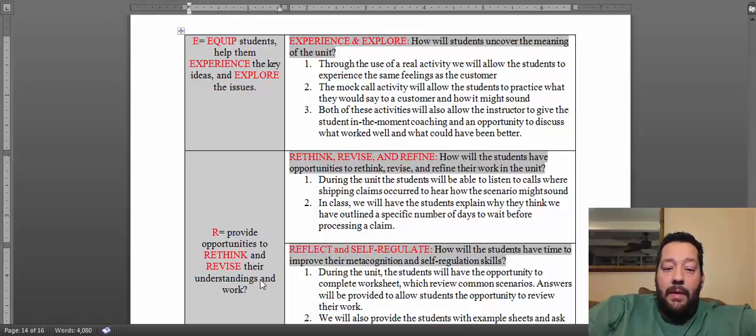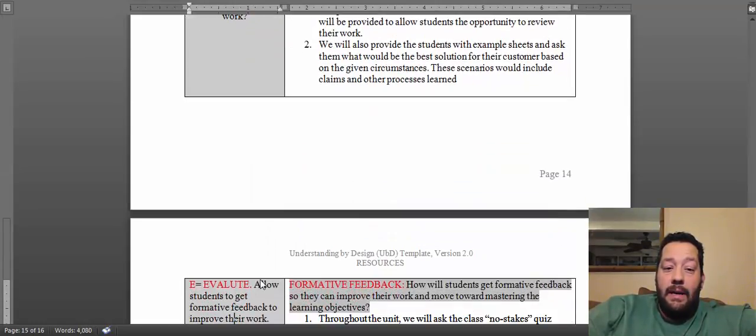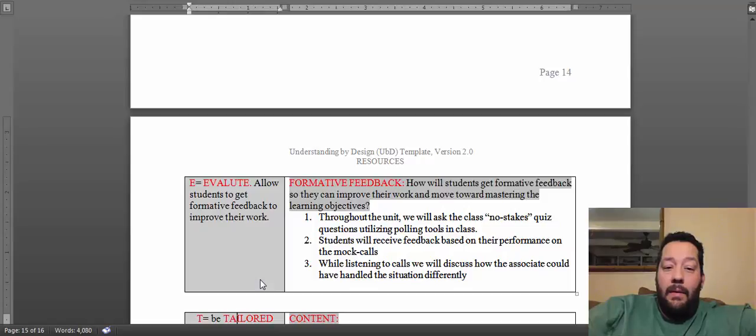After we talk about the rethink, revise, and refine, and reflect and self-regulate, we go to the next E, which is all about evaluate. And this is where we're going to create our formative feedback. This is how students will get information about how they're doing, and they'll get information about how they are retaining the information and understanding everything, allowing them to move towards mastery of the different learning objectives.